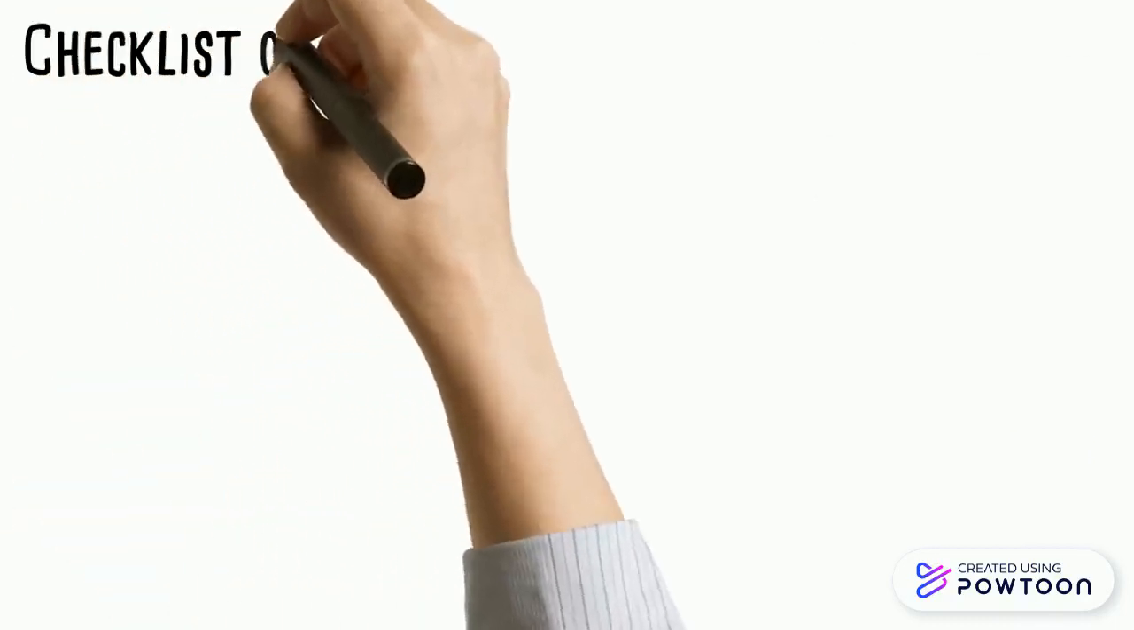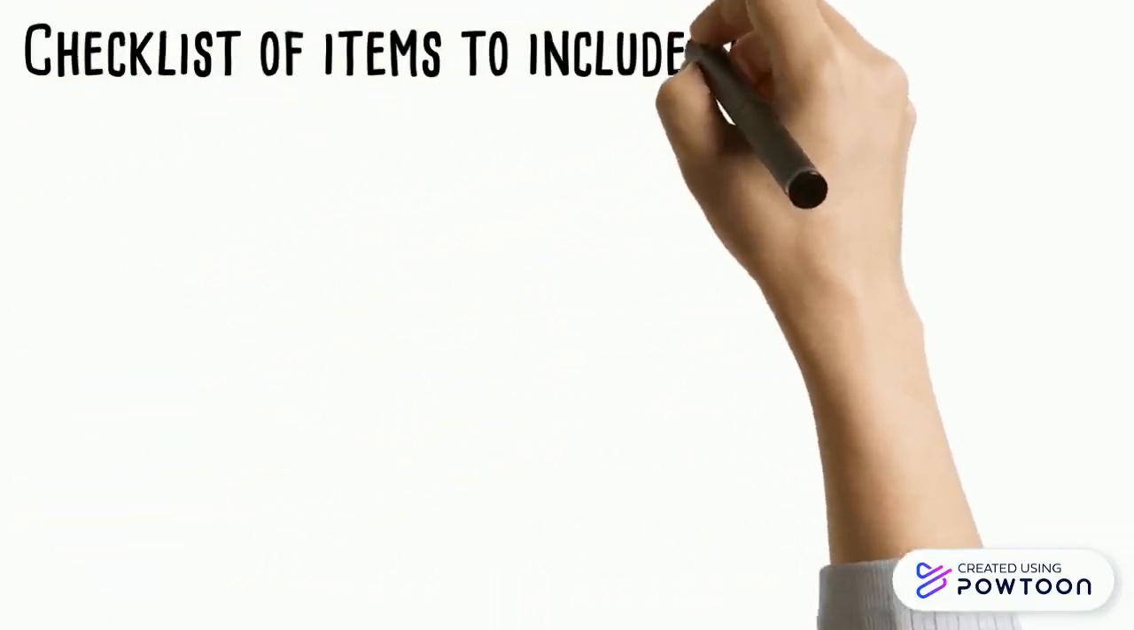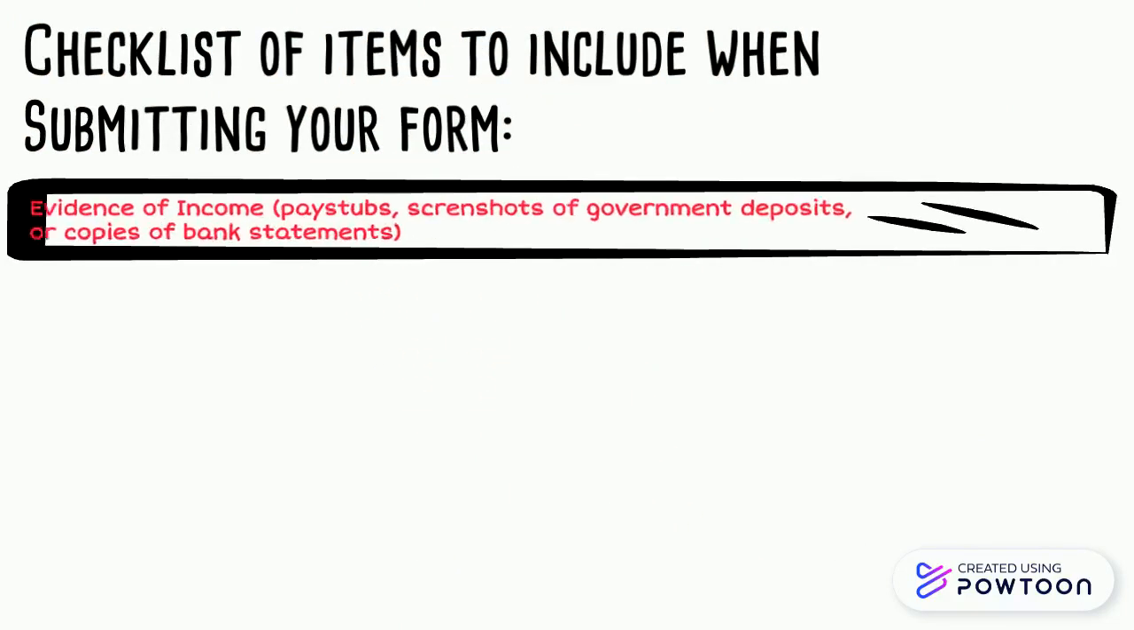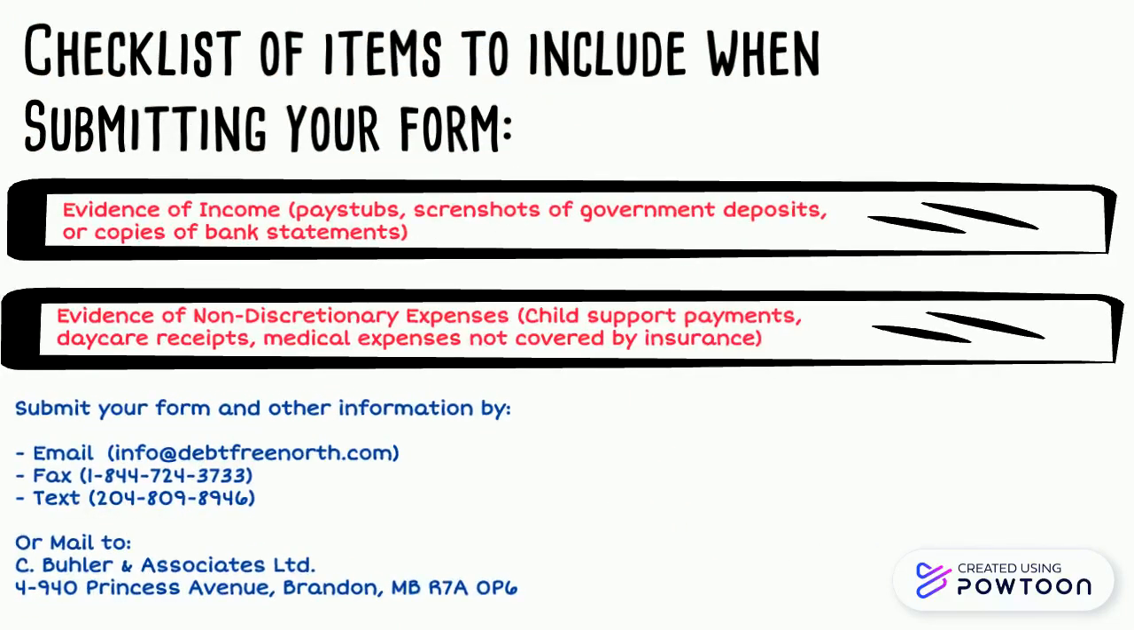Ready to submit your form? Don't forget to include copies of pay stubs, screenshots of automatically deposited benefits, and receipts for any non-discretionary expenses. Your form can be submitted electronically by any of the means listed above or by mail if you prefer. Do not submit receipts for expenses listed in the bottom half of the form unless your trustee requests them.